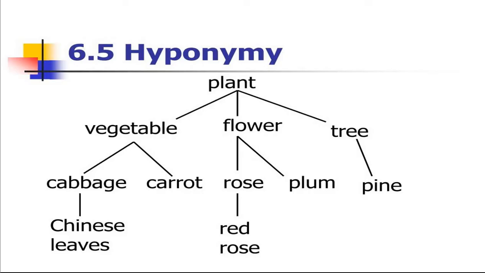So here, plant includes three different categories like vegetable, flower, and tree. And in vegetable, there is cabbage, carrot, and in cabbage, it is like Chinese leaves. And in flower, it can be rose, plum, or something else, of course. Rose and red rose, it can also go down. And the tree part is pine, and it also has many branches here. It's up to how detailed you want to do it.